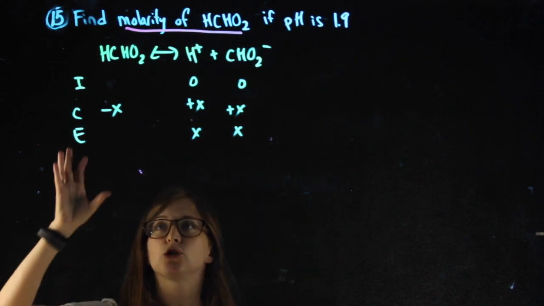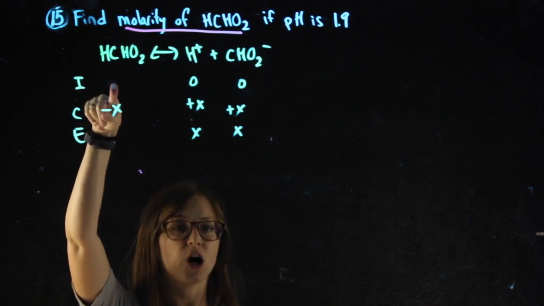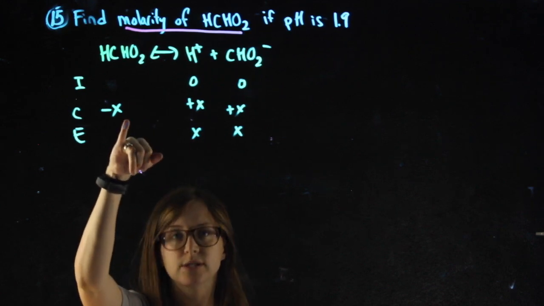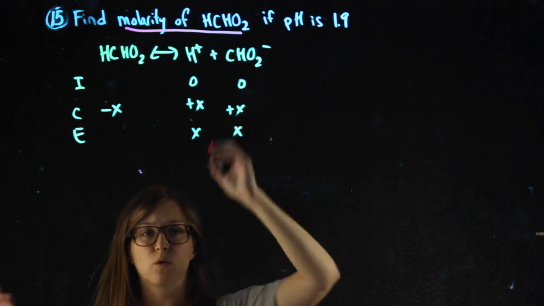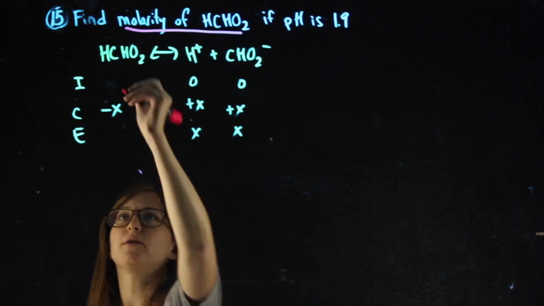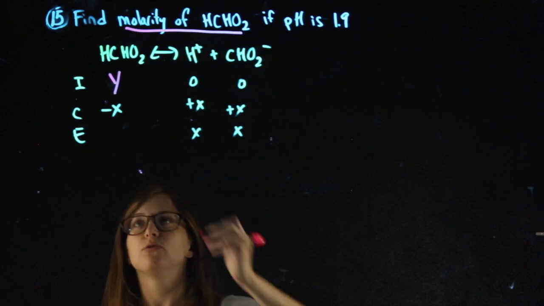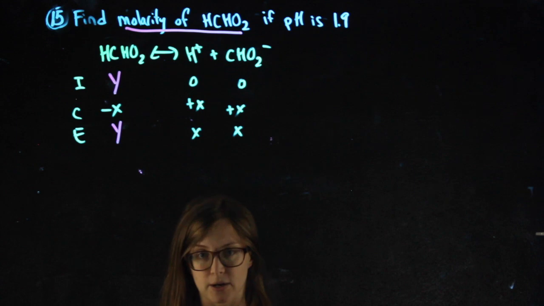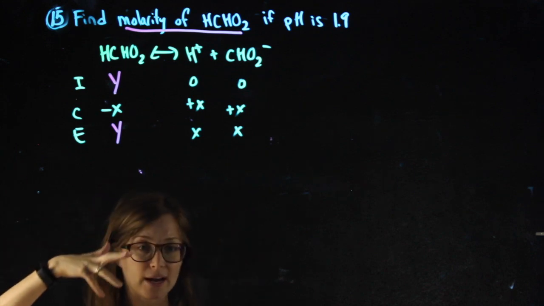What I recommend, just so you can keep going with the process how you're used to it, put something here other than X. X we always use to represent the amount dissociated, the H plus concentration. So I recommend use M or use Y, some other variable that's going to represent the molarity of HCHO2. Again, when we subtract X from it, since it's a weak acid that barely dissociates, we're still just left with Y. That way I can keep going.